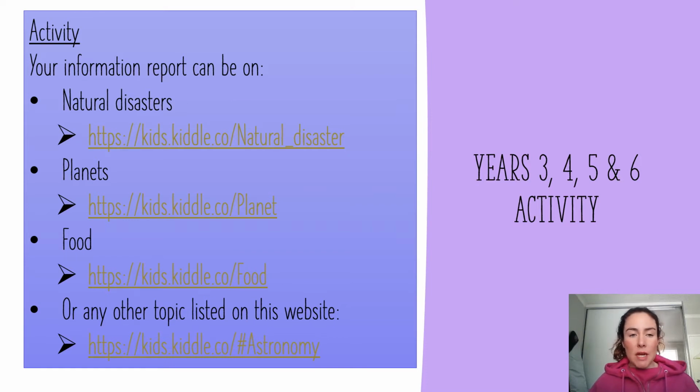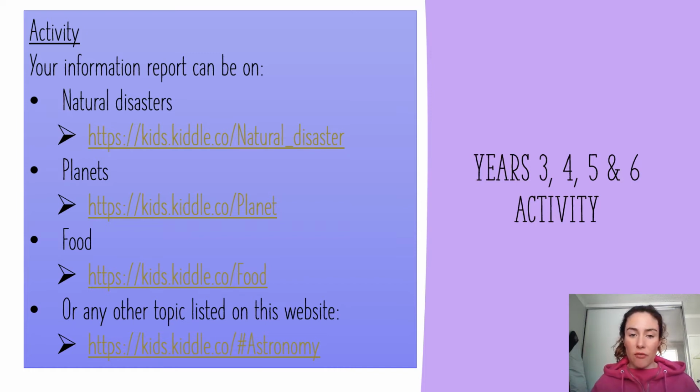When you go to the website, you'll see that it's just talking about natural disasters in a general sense, and then it talks about some specific ones, and same as the planets. If you would like to, you could just keep it on natural disasters in general and just talk about a couple of them, or you could choose a natural disaster such as an earthquake or a bushfire and go into more detail specifically on that natural disaster, same with the planets and food.